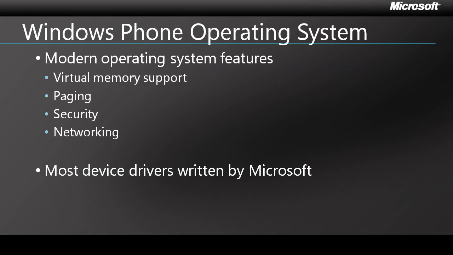Windows Phone 7 features a modern operating system with support for virtual memory and paging. The OS also has built-in networking and security support, which is exposed via various APIs to the upper tiers of the architecture. In previous Windows mobile platforms, the OEMs were responsible for writing the device drivers. Well, in Windows Phone 7, Microsoft themselves are writing most of the device drivers, which makes for a more consistent platform and reduces the effort required of manufacturers. In most cases, a manufacturer will only have to write the very silicon-specific portions of drivers.